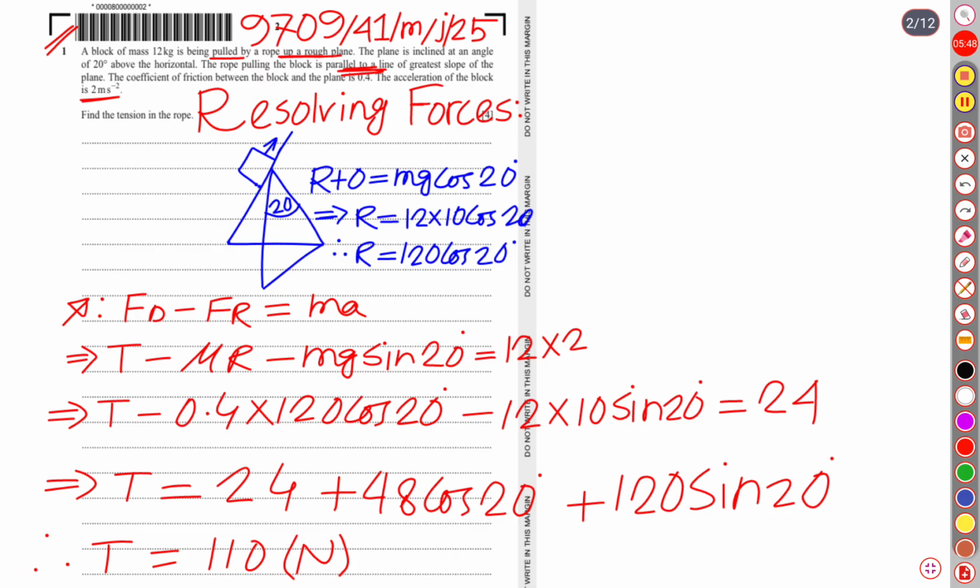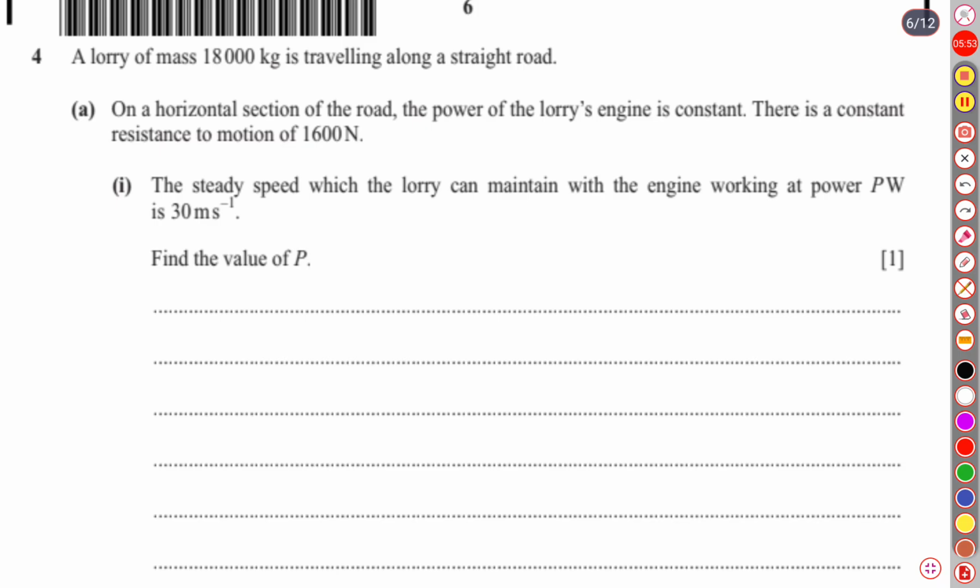So let's see the next question. Next question also belongs to the same paper, that means paper 41 for the session May June 25. And question number 4 has been selected as the next question. Let's see what it says.